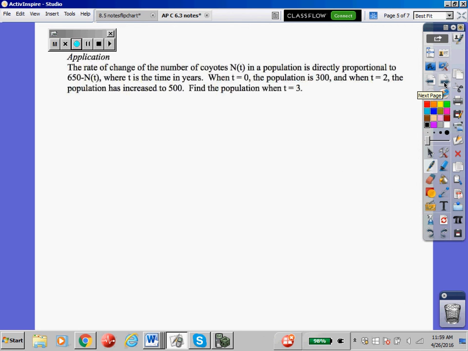So here's the deal. It's saying the rate of change in the number of coyotes. That's dn/dt. It's proportional to this difference, 650, and because of all the letters, I don't want to put n of t. I'm going to call it n. So I should be able to read the problem and say the rate of change in the number of coyotes, dn/dt, that's a derivative. Rate of change is a derivative. If it's directly proportional, it's k times whatever it's proportional to. And that's 650 minus n.